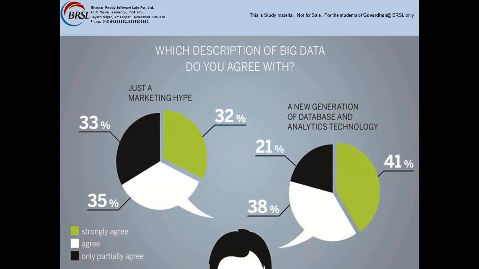These are two pie charts showing a scenario where someone believes that Hadoop is just marketing hype, come on, it's not going to work. Someone else says no, this is a new generation database and very good analytics technology, we need to learn this. So we have three categories of inferences made here: people who strongly agree, people who agree, and people who partially agree.